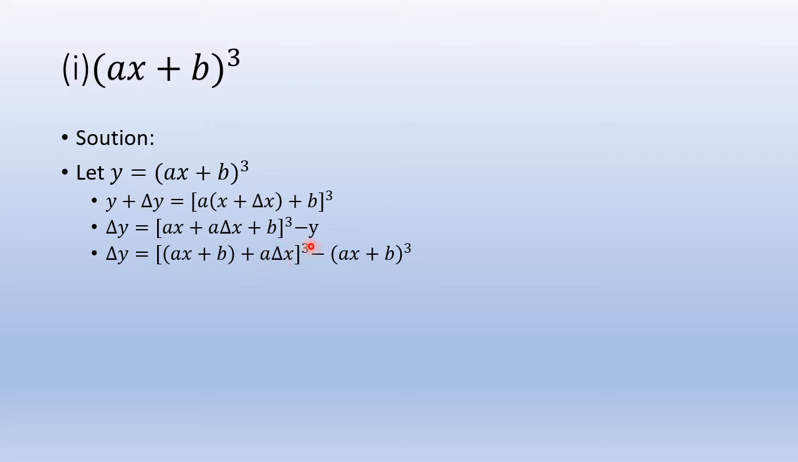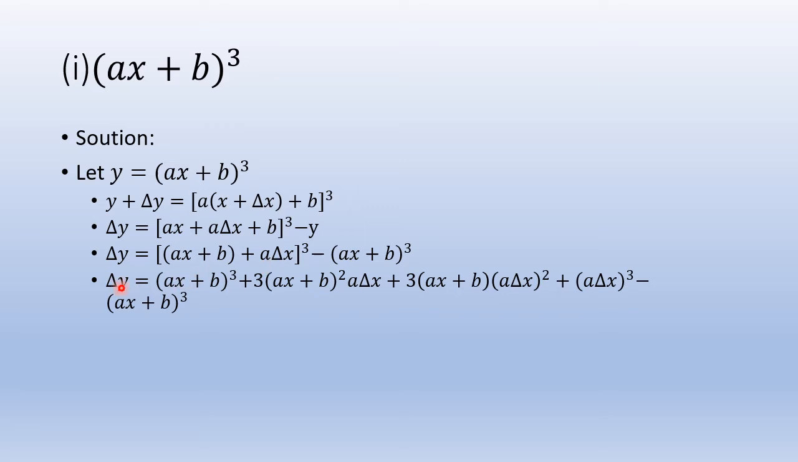And now we will apply a plus b whole cube formula here, considering this whole thing as one term and this whole thing as second term. The formula, del y equals to ax plus b whole cube plus 3 ax plus b square a del x plus 3 ax plus b a del x whole square plus a del x whole cube and minus ax plus b whole cube from here. What we have done? We have used the formula of a plus b whole cube here, using this in place of a and this in place of b.